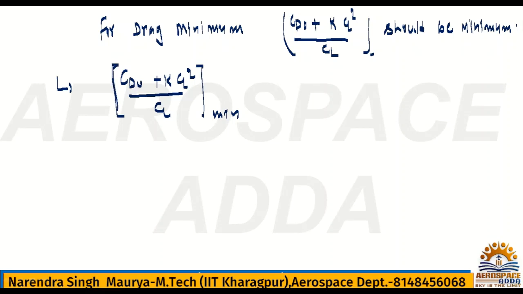Bracket. No? Don't think this is mod. If I'm saying this is minimum, then what will you do? You have to differentiate it and make it equal to 0. That is the one thing. I mean, slope you have to show, slope will be 0. Yes or no? That is the meaning. Okay.